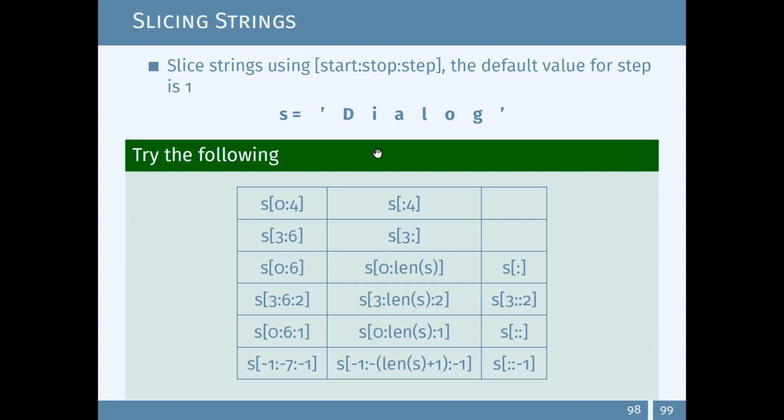Now let's look at slicing strings. Actually, this part is similar to, for example, lists as well. But let's try to understand slicing using the string S. I use the term dialog here. And then usually a slice can start with 3 values: start, stop, and step.